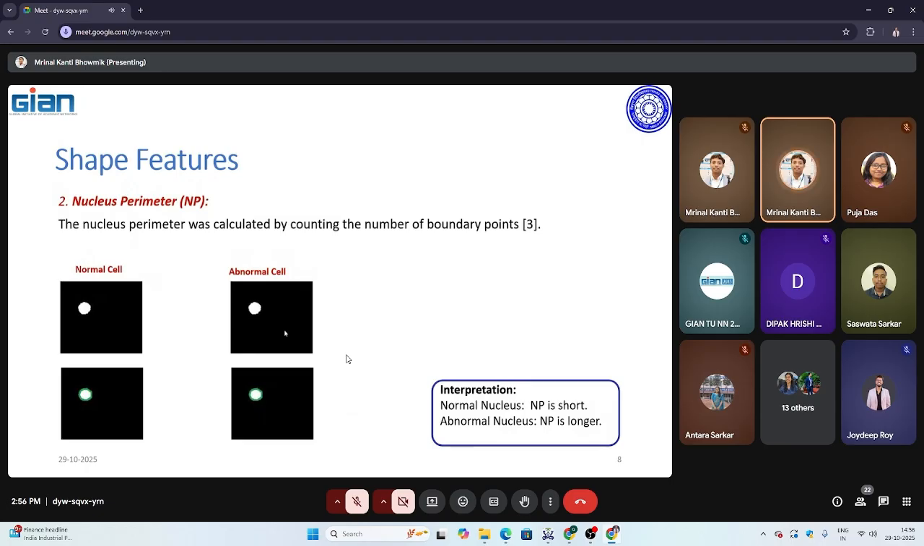Next is number 2, nucleus perimeter. The nucleus perimeter was calculated by counting the number of boundary points. So to find the nucleus perimeter, we have to calculate the total length of the boundary, the number of pixels in the boundary surrounding the nucleus. It describes how smooth or irregular the boundary shape is.